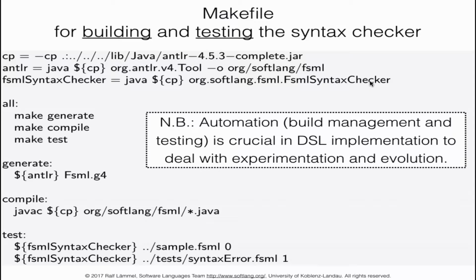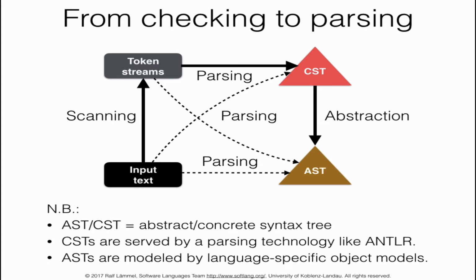This is our class, our boilerplate code, using the generated code for lexing and parsing. Yes, generation just invokes ANTLR on a grammar that we have seen. Compilation just compiles all the generated and handwritten Java code. And then we can invoke the syntax checker on some examples, like a positive example and maybe a negative example. Here we don't expect any syntax errors. Here we expect one syntax error. Okay. For now, we can only check that some text conforms to the textual syntax.